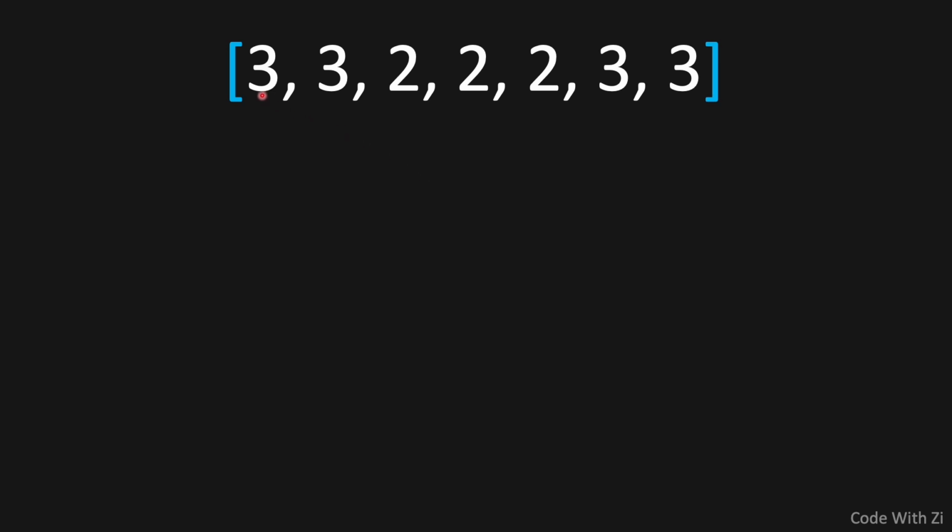So if we were given this array, the majority element is gonna be 3. Why? Well, because as you can see, 3 is repeated 4 times. So you basically just have to find the number that gets repeated the most amount of times. So let's see how we can do this.